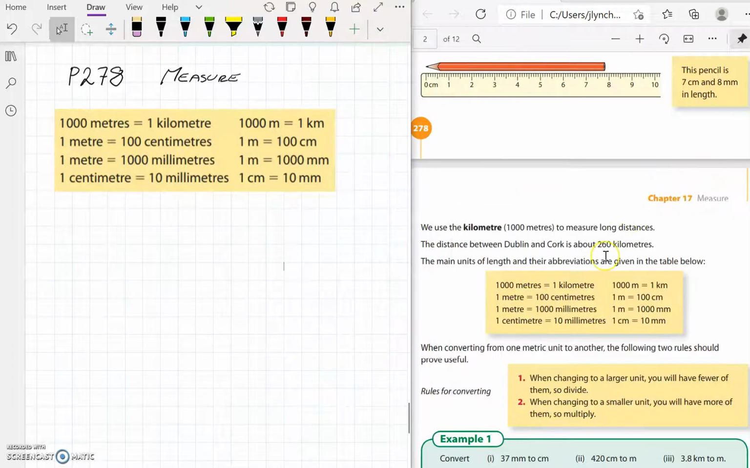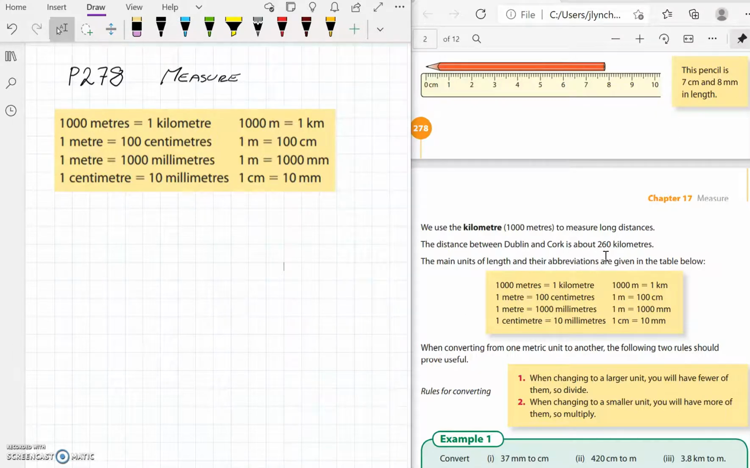So that's the first thing I want you to take down, that section there. So 1,000 meters equal 1 kilometer. And the short way to write that is 1,000 m equals 1 km. This should all be very familiar to you. 1 meter is comprised of 100 centimeters: 1 m equals 100 cm. 1 meter is also comprised of 1,000 millimeters, written as mm, and then 1 centimeter equals 10 millimeters.